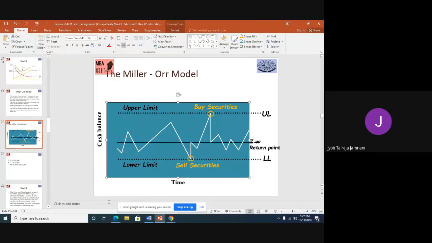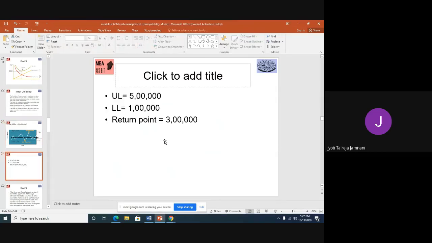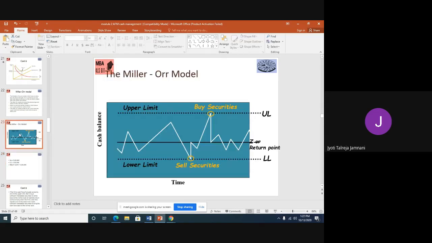Now suppose I invested 2 lakh 50 out of 5 lakh 50, and I again came back to 3 lakh. Tomorrow I make a payment of 2 lakh. Then what will be my cash balance? 3 lakh minus 2 lakh, 1 lakh. When it is 1 lakh, I touch my lower limit. When I touch my lower limit, I need to sell securities and come back to this Z again.